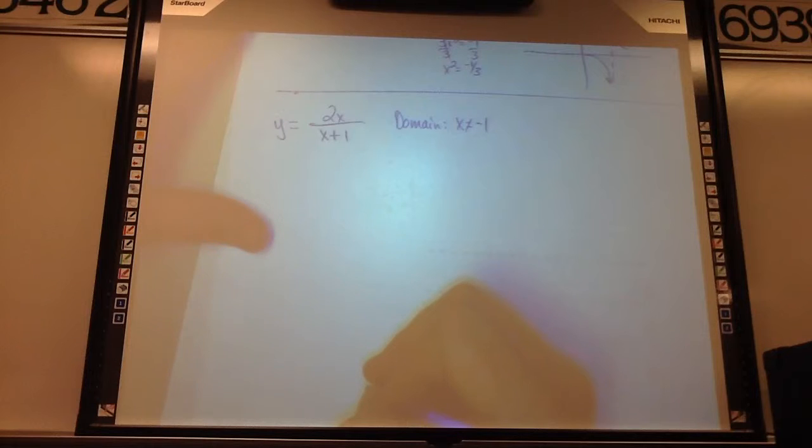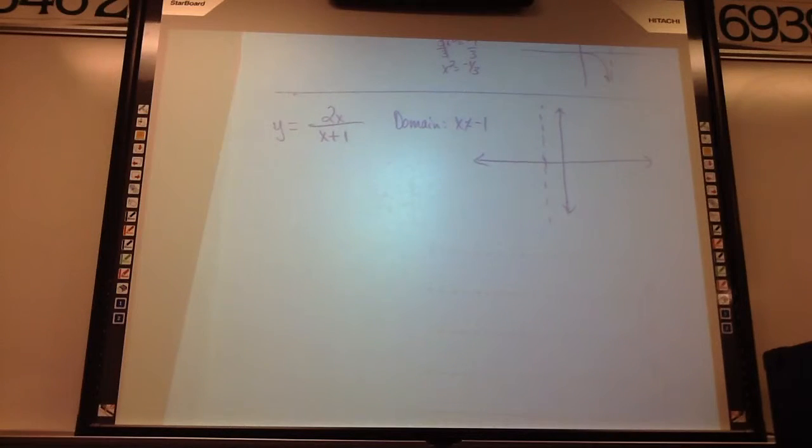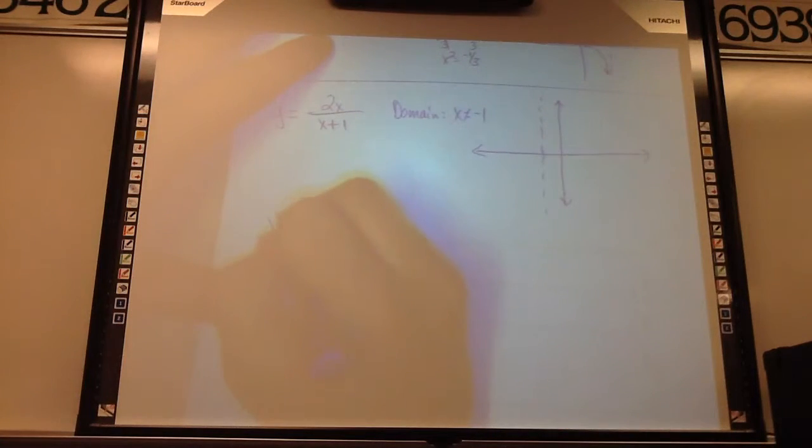Guess what happens at negative 1? There's a vertical asymptote. So at negative 1, we would have a vertical asymptote. And that is how you find vertical asymptotes. Set the bottom equal to 0 and solve for x. So let's probably put this in note form. Vertical asymptotes.